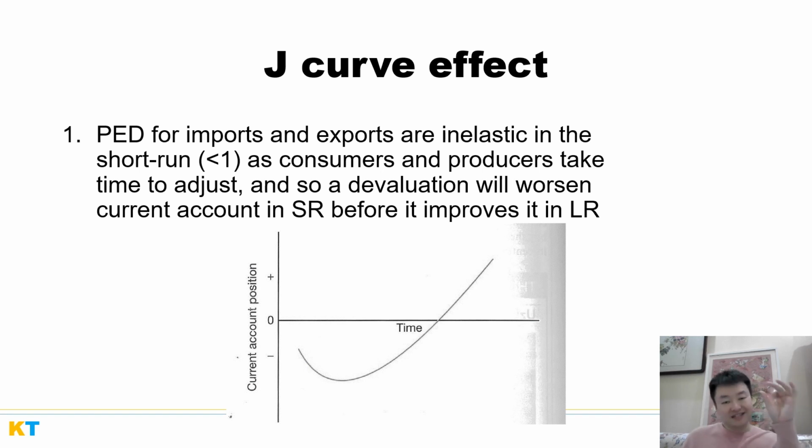Why? Because the devaluation happens first, and consumers and producers take time to change the amount they want to buy. Okay? They take time to change suppliers to a different country, right? And so because they take time, there's a time lag between when the devaluation happens or when the depreciation happens and when producer and consumer behavior change. And this in-between time is called the J-curve effect. And so initially, the current account deficit might actually worsen.